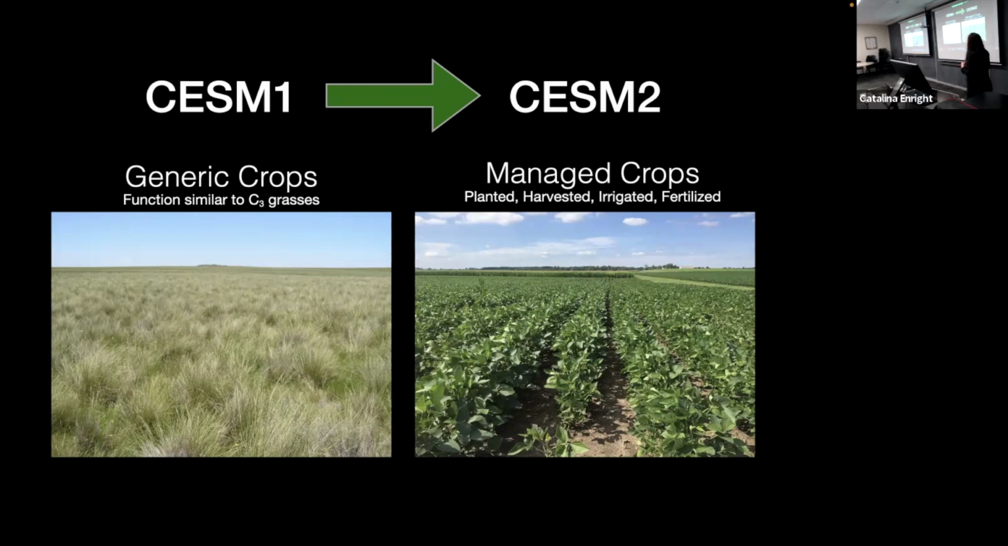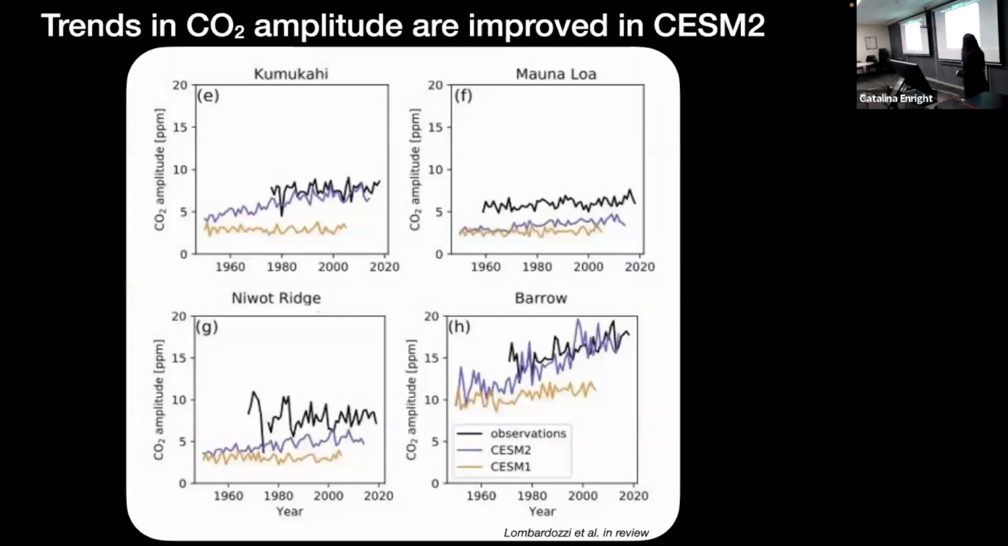So in CESM2, as we just saw, crops are managed: they're planted, harvested, irrigated, and fertilized. And this does have a large impact on terrestrial processes. I didn't show you that in the last section, but it does change fluxes of carbon and water between the land and the atmosphere. And so if we look at trends in carbon dioxide amplitude in these two different versions of the model, they're improved in CESM2. The observations are plotted here in black at all of these different sites.